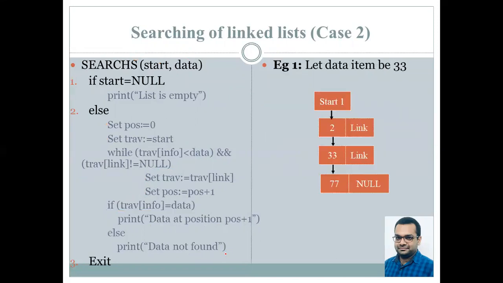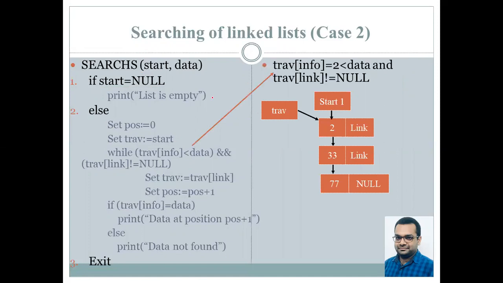Let's say the data item that we want to search is 33, which is in the second node over here. And as you can see, start value is not null. So therefore, this statement will not be executed. Simply, we'll initialize the position value to 0. Traversal is assigned the address of the first node.